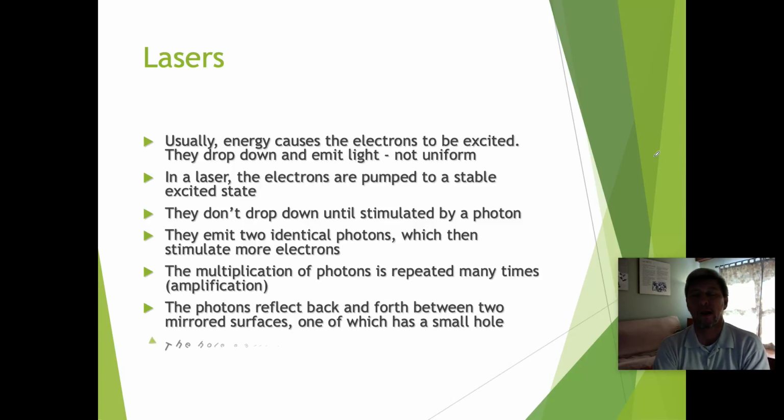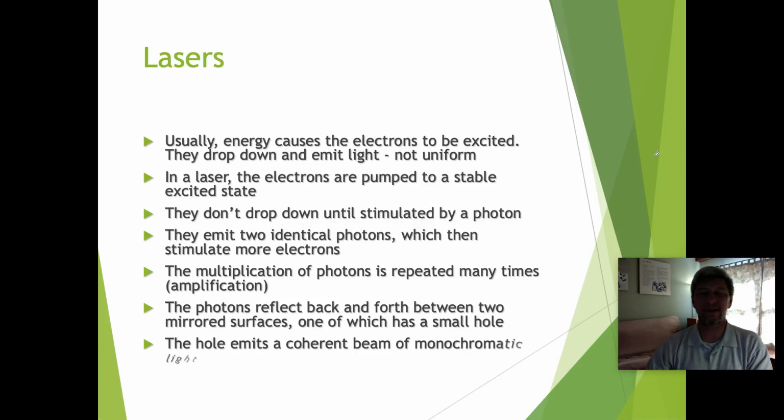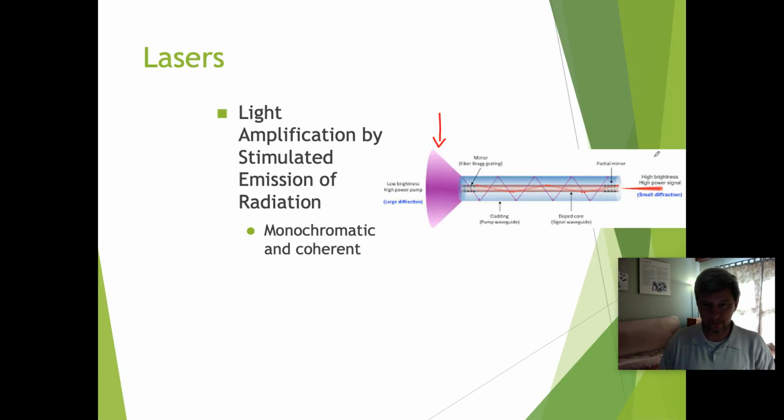Now, eventually, and I'll go back to the picture in a minute, the photons are reflected back and forth between two mirrors. And on one mirror, there's a tiny little hole that allows light to pass through. All right, and that hole emits the coherent beam of monochromatic light that we see as the laser beam. Okay, so let's go back to the picture.